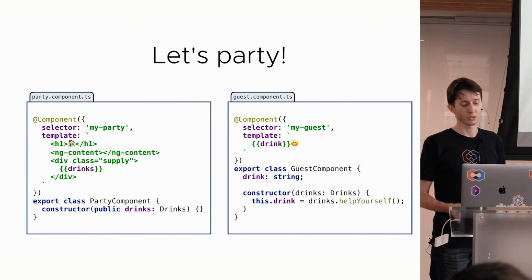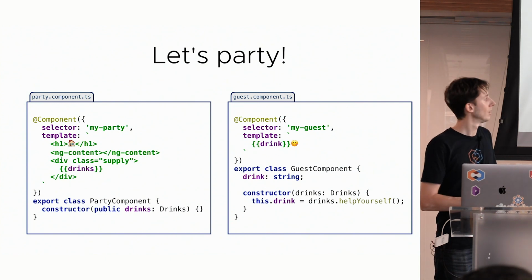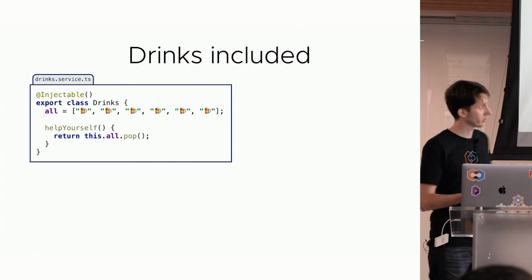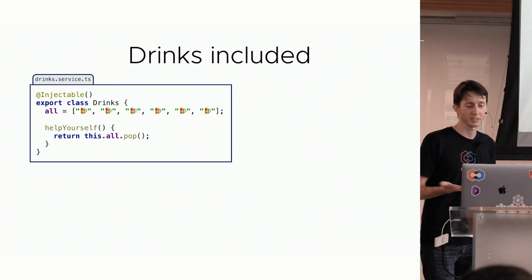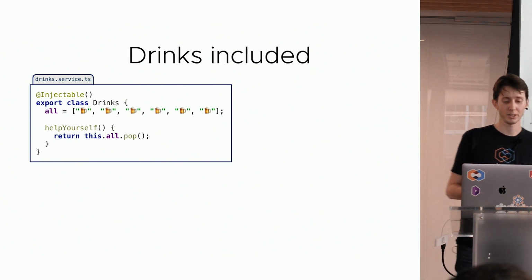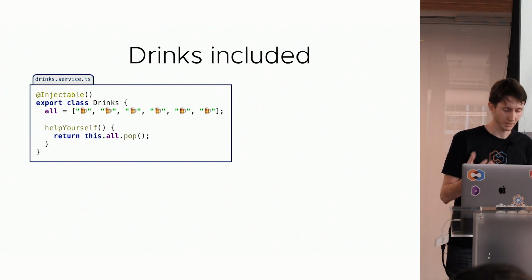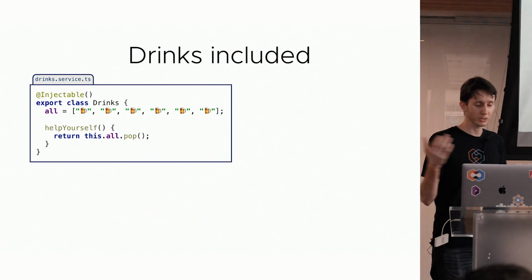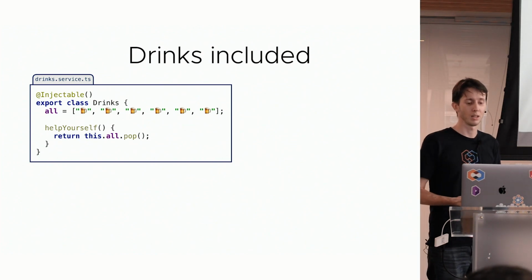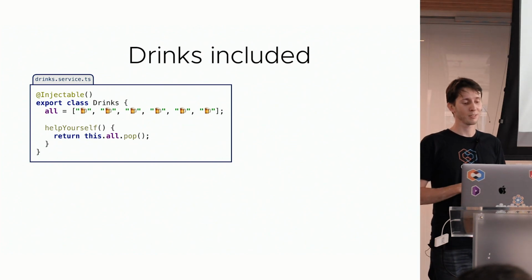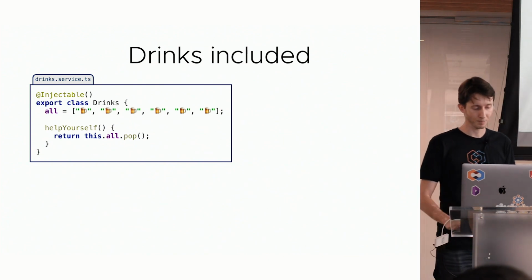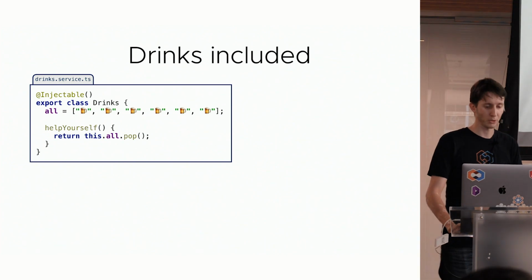So we have those two components, and we have that drinks class here. So what is that drinks class? It's just this. For my party, I'm just providing a 6-pack. So that's 6 beers here. They're not in bottles, they're in glasses because we're not savages. And it just offers a help yourself method. You call help yourself on the drinks service, and it gives you a beer and removes it from the supply. Okay? So very simple one.